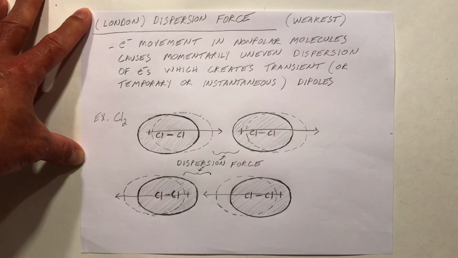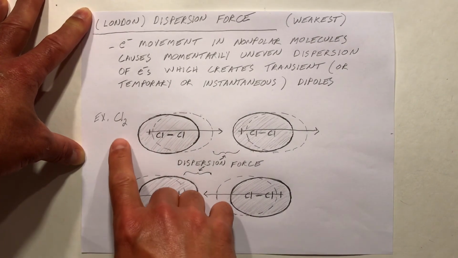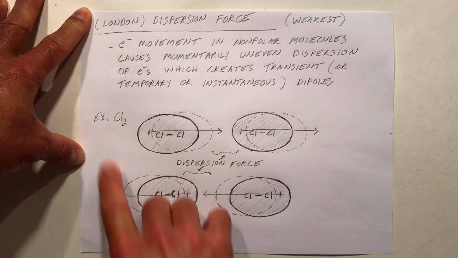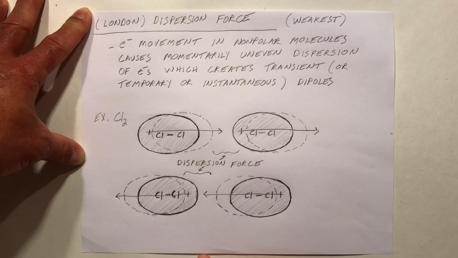So what we came up with is that the electrons are always moving within a molecule, and electron movement in nonpolar molecules causes momentarily uneven dispersion of electrons, which creates transient, or some people call them temporary or instantaneous dipoles. Consider Cl2. This is a diatomic chlorine element. So chlorine is bonded to itself. Now you would say that when an element bonds to itself, it would be perfectly nonpolar.